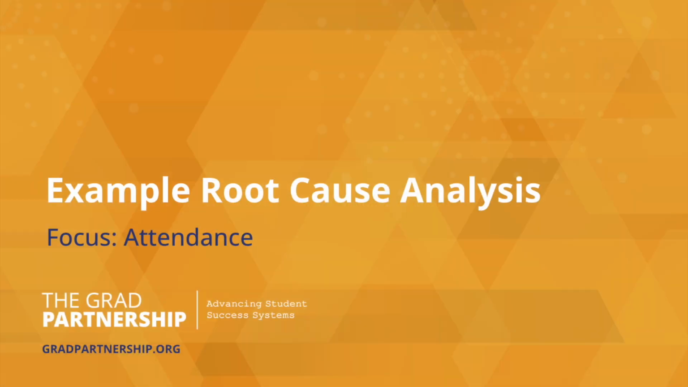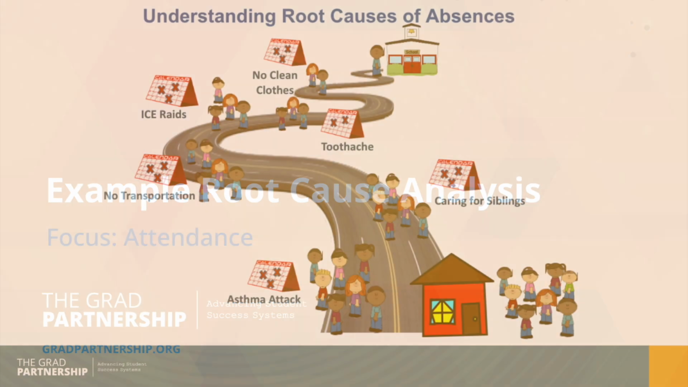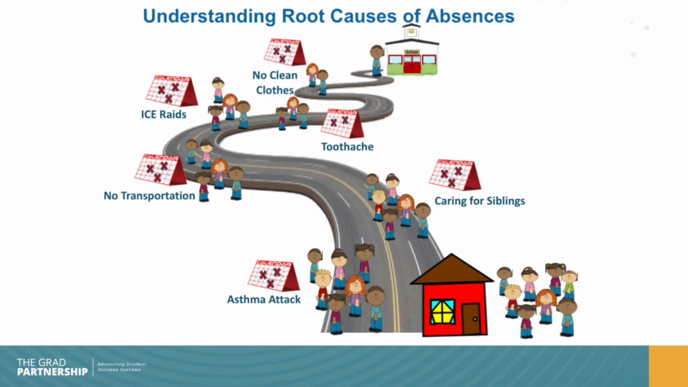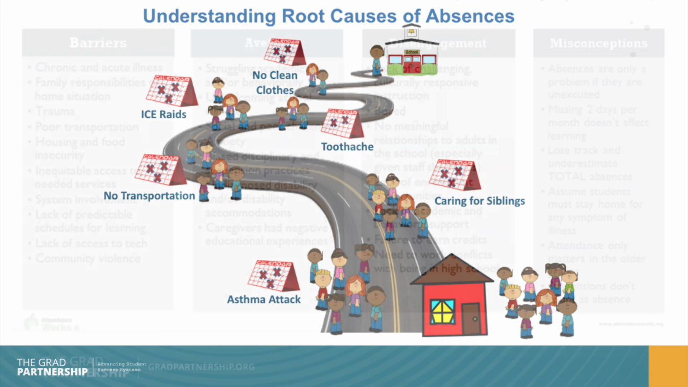Let's close out by looking at an example of the results of a root cause analysis for a challenge many schools face: student attendance. We are looking specifically at root causes for absences, and a deeper understanding allows us to see that there are many things that contribute to a student's attendance at school, including laundry, transportation, medical problems, and family obligations. This is a visual representation of some root causes identified by Attendance Works. Knowing which reasons apply to your school can help create a strong attendance intervention.